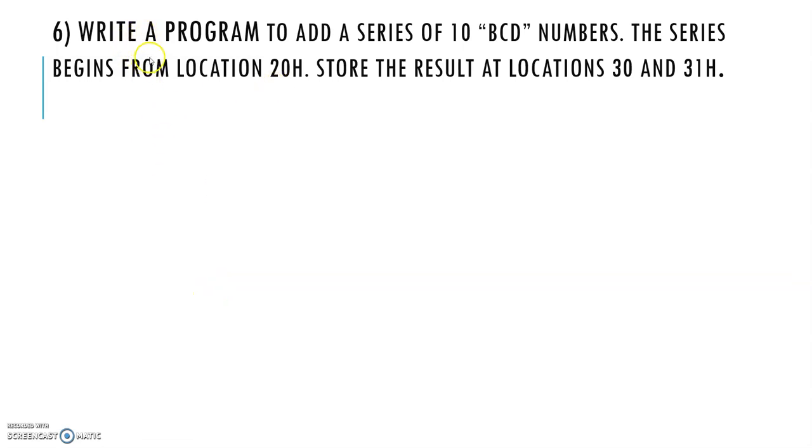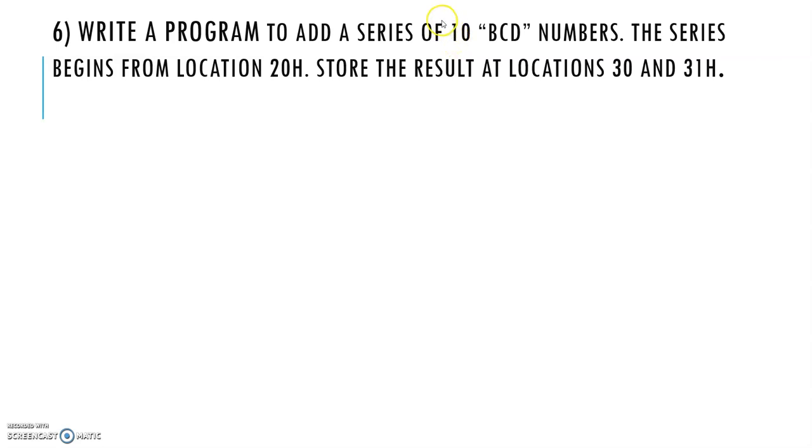The next program is to add a series of 10 BCD numbers. The series begins from location 20 hex, and we store the result at locations 30 and 31. So you need to store the sum of the 10 locations from 20 hex in the 30 hex location, and the carry should be stored in the 31 hex location. So here we are adding a series of 10 numbers.